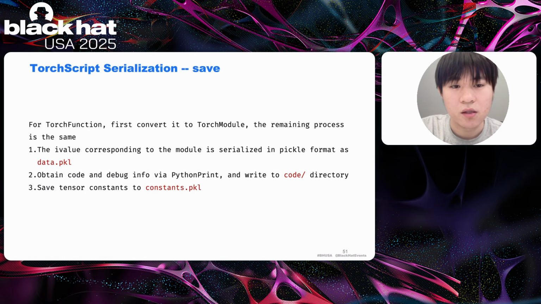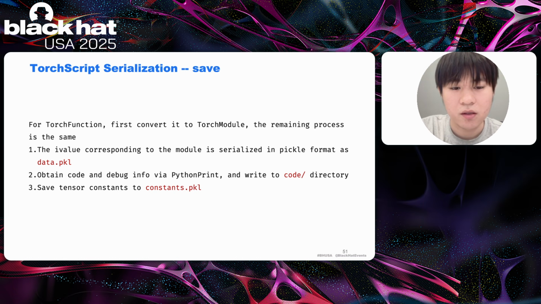To summarize the save process, the torch.jit.script function first converts it to a script model. The remaining process is the same. First, the IValue corresponding to the model is serialized in pickle format as a data pickle. Second, obtain the code and debug info via Python print and write them to the code directory. Third, save tensor constants to constants pickle. Now the serialization is done.